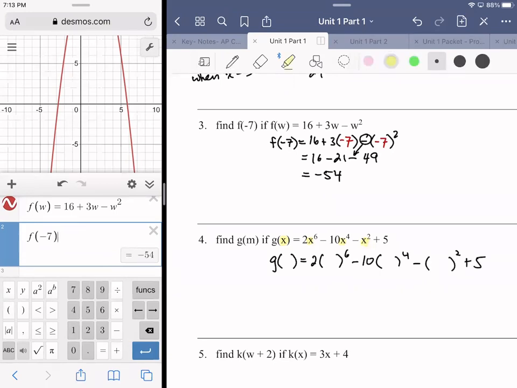So we want to replace all those x's with m's, right? So when we evaluated the previous function, when x is -7, we replaced all the x's with -7s. So how's this any different? Instead of saying x being replaced with a -7, we're saying x being replaced with an m.